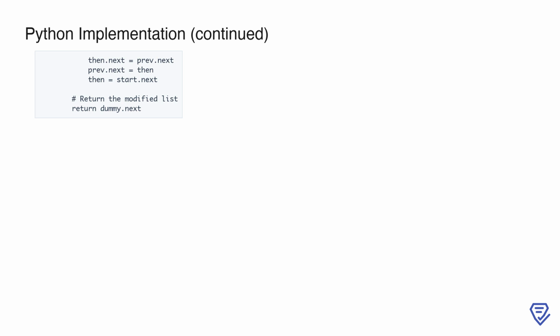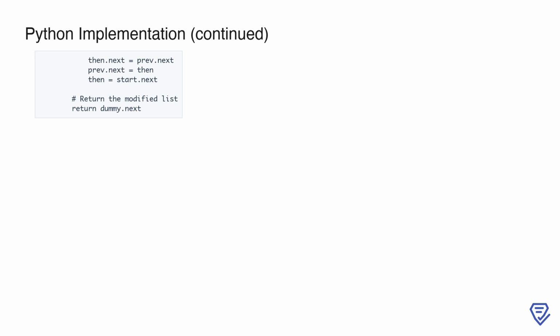Next, we insert then at the beginning of the reversed section by updating its next pointer to point to previous.next, which is the current head of the reversed sublist. We then update previous.next to point to then, making then the new head of the reversed sublist. Finally, we move the then pointer to the next node to be reversed by setting it to start.next. This process continues until the entire sublist from left to right is reversed.